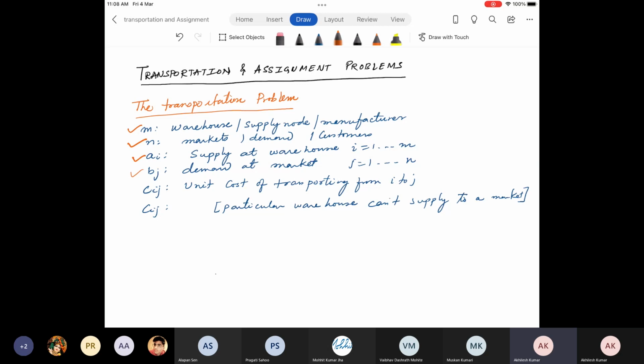Unit cost of transporting from I to J. So suppose one product is transported from I to J, there is a cost associated with it. Sometimes you will see in some problems there is also a profit associated with it. So if there is a cost associated with it, what would you like to do? What would be your objective?